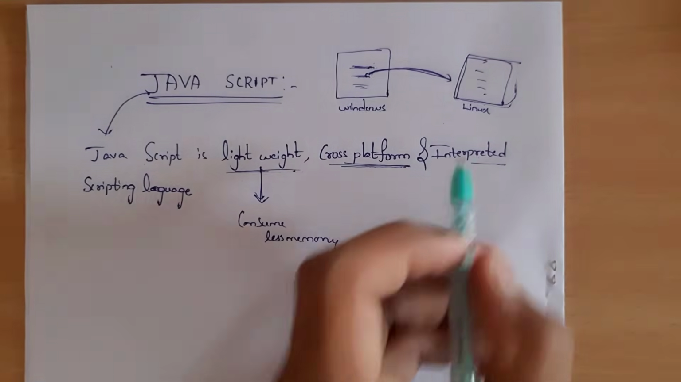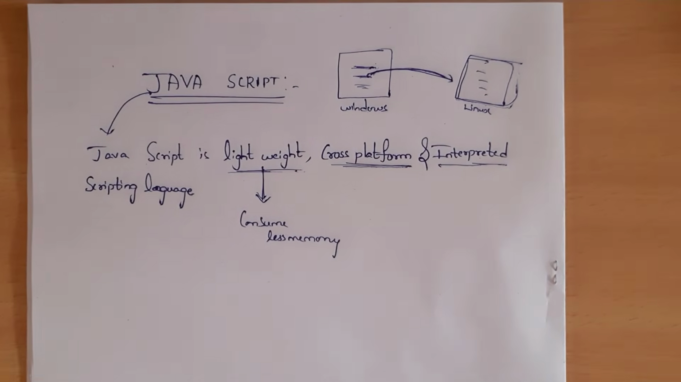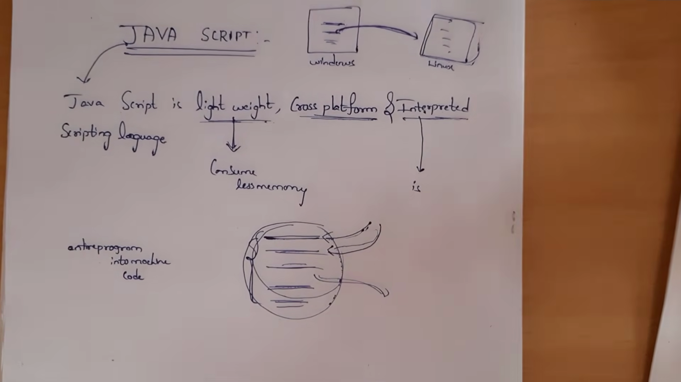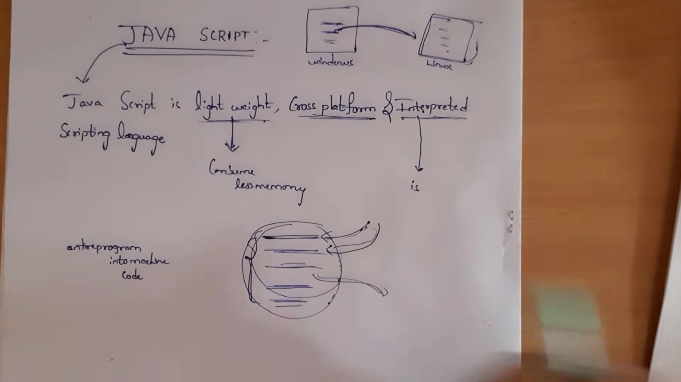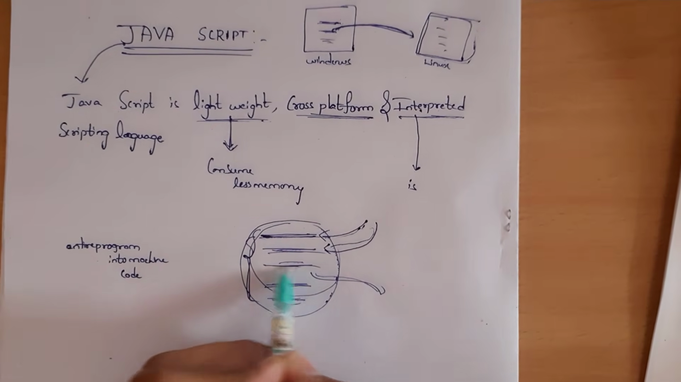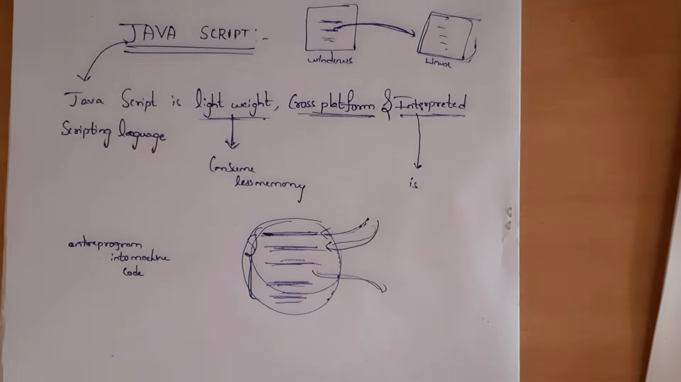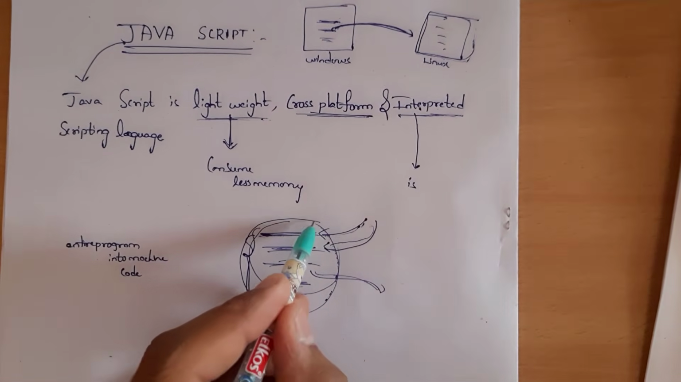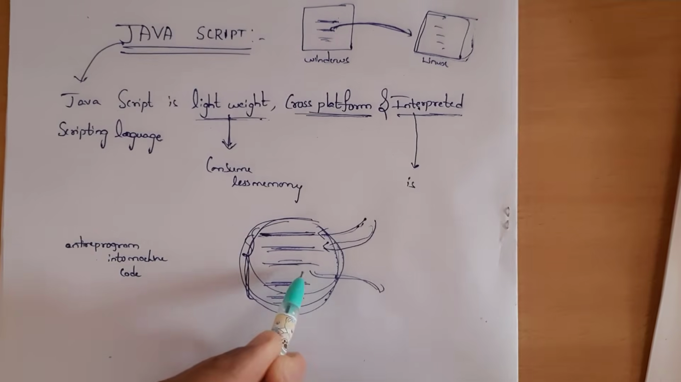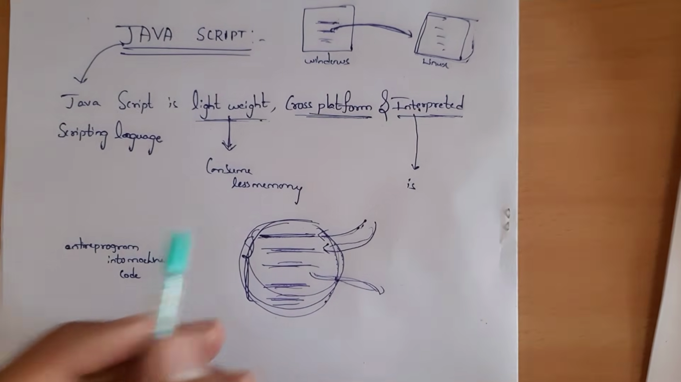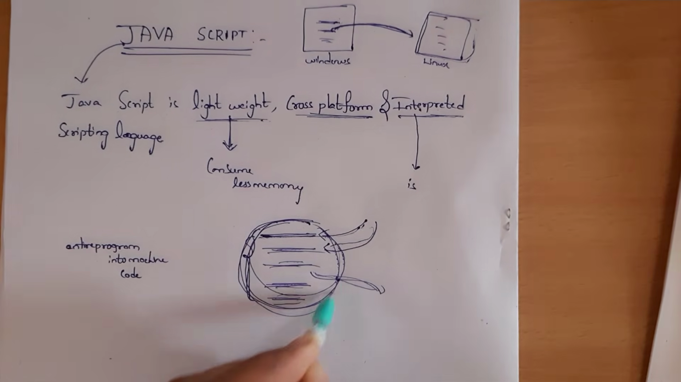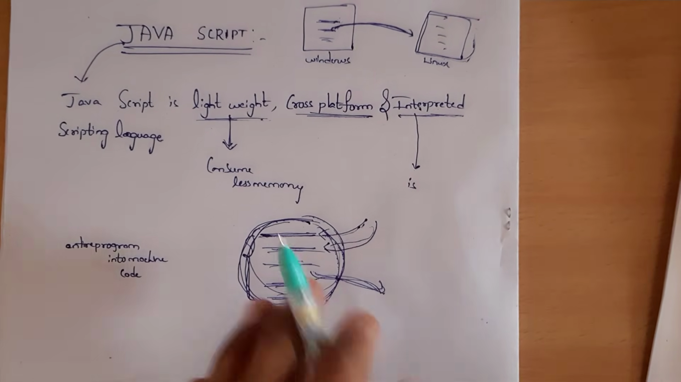And the last one is interpreted scripting language. Before that you need to know the difference between compiler and interpreter. For example, I wrote a program of 10 lines. What a compiler does is, the compiler will convert this entire program into machine code at a time. This is the meaning of compiler.